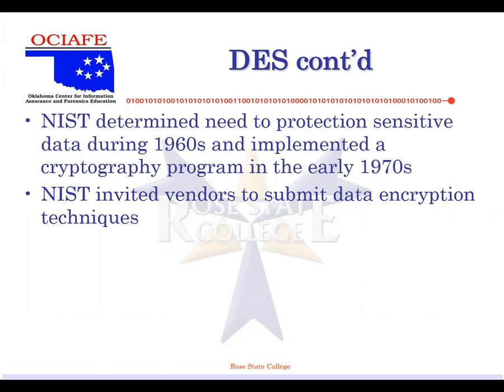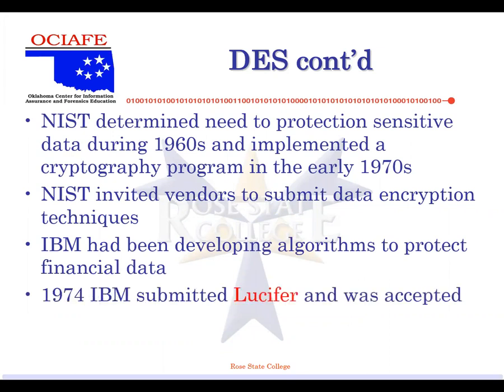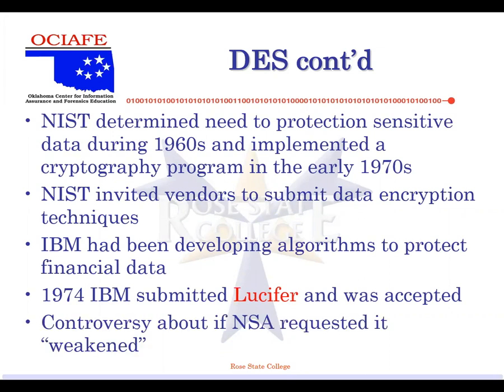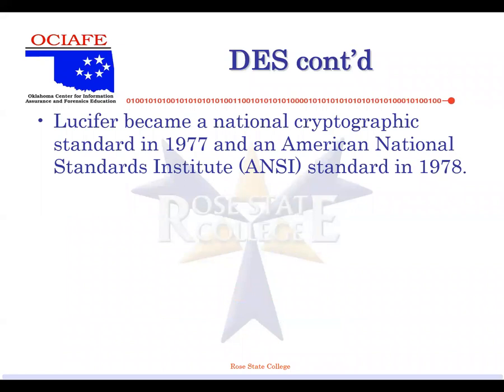This invited vendors to submit standards. IBM began developing algorithms to protect financial data, so they submitted Lucifer in 74. And it says there's controversy over the NSA requesting to weaken the algorithm. It became a standard in 77 and an ANSI standard in 78.